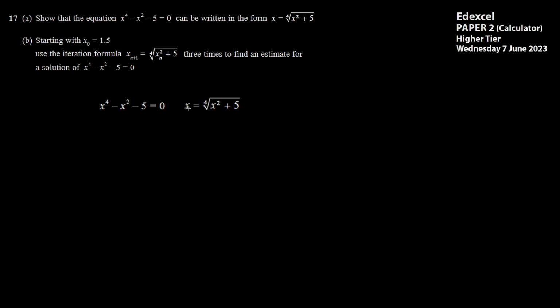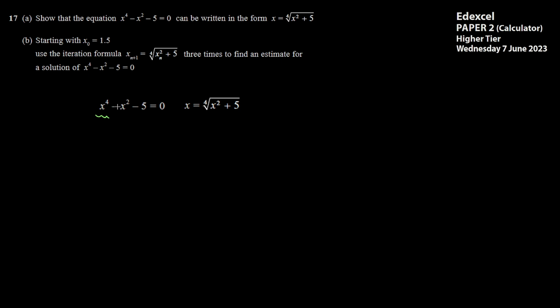Our main problem in deciding how this has been transformed into this is to realize which x has been made the subject. And I think you can see quite easily that this must be the subject, because the last operation, obviously, to get x was to take the fourth root of x squared plus 5. So let's just do that.